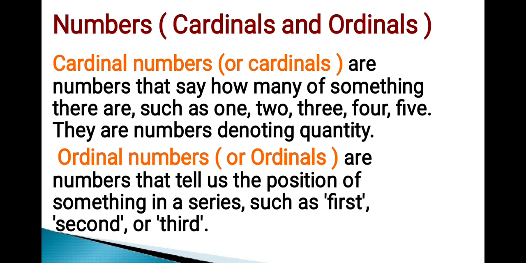Let's begin with the first topic, that is numbers, cardinals or ordinals. Cardinal numbers or cardinals are numbers that say how many of something there are, such as 1, 2, 3, 4, 5. They are numbers denoting quantity. Ordinal numbers or ordinals are numbers that tell us the position of something in a series, such as first, second, or third. We will learn about these cardinal and ordinal numbers in this topic.